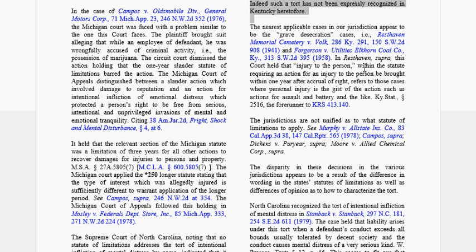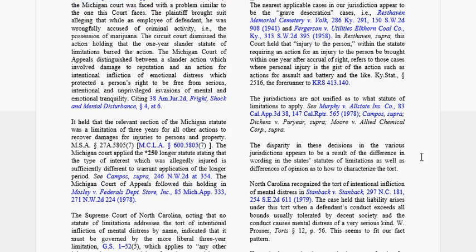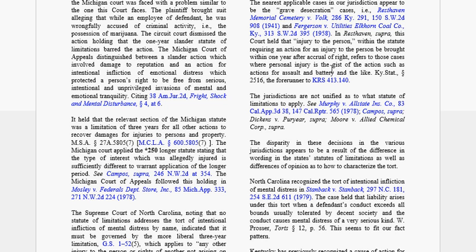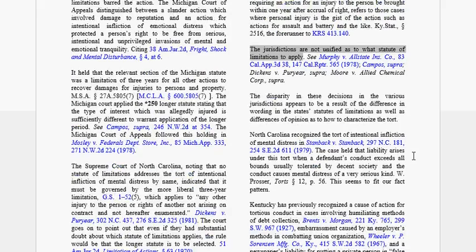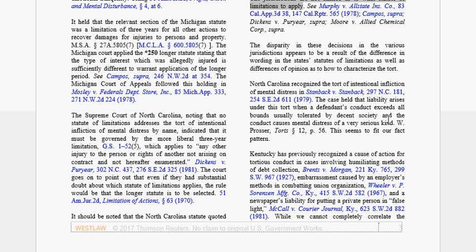And it's not really close, but it's as close as they could get, apparently. And the court admits courts' jurisdictions are not unified as to what statute of limitations should apply. And then they go back to that topic, not so much on whether the tort should exist, but on if it does exist, what should the statute of limitations be.